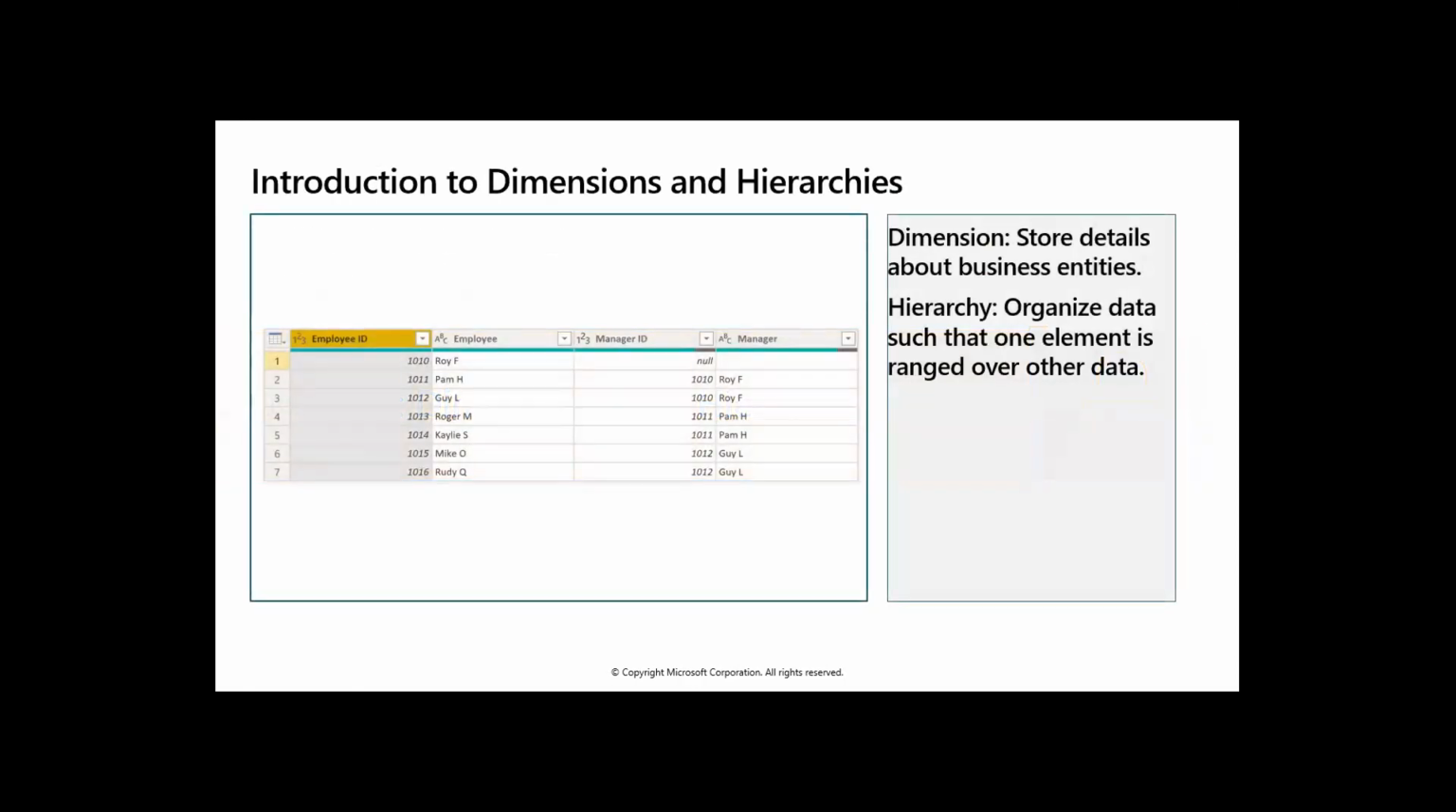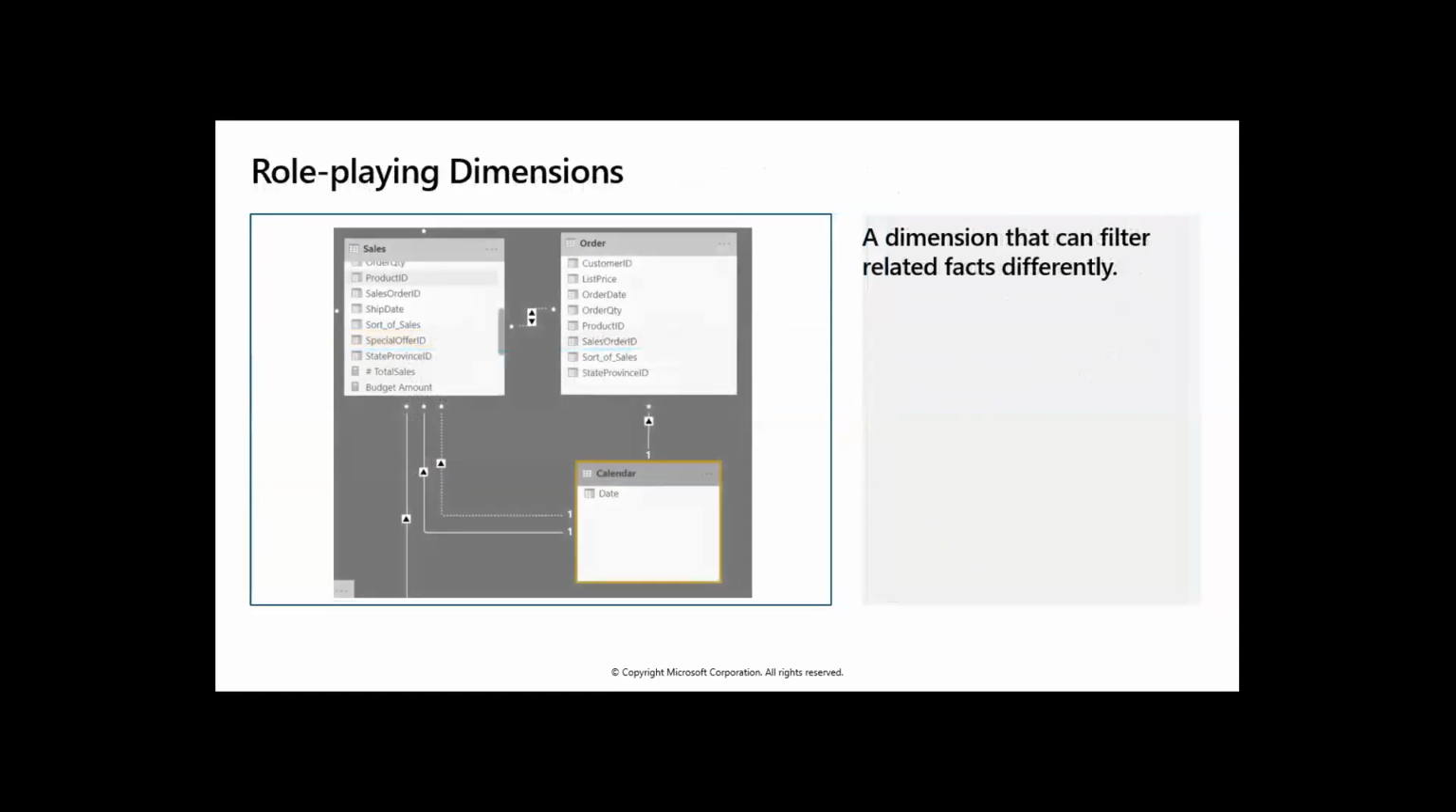Dimension and hierarchy. I just want to be plain to you here. Dimension and hierarchy is for you to group your information, nothing more. It's what I explained under pivot the other time, pivot and grouping. That's what you want to use dimension and hierarchy to do in Power BI. Dimension stores details about a business entity. Hierarchy organizes data so that one element ranges over the other data. Simple. So I don't want to waste your time there. Okay, good.